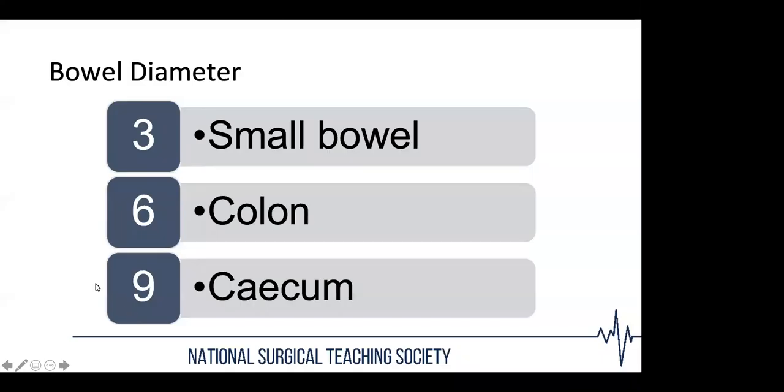When you're reviewing the bowel, it's really important to think about bowel diameter. So upper limits for the normal diameter of different parts of the bowel vary, and they can be remembered with the 369 rule. So that's 3 centimeters for the small bowel, 6 centimeters for the colon, and 9 centimeters for the cecum.